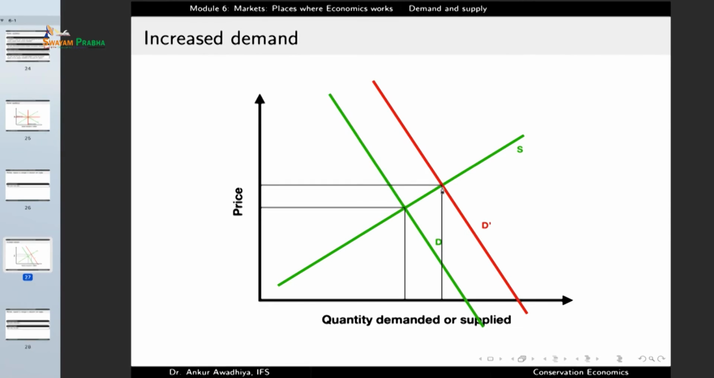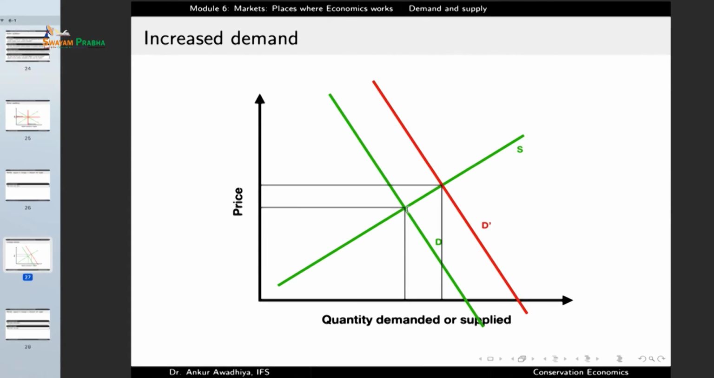So, what happens to the price and what happens to the quantity that is supplied? Earlier, the price was this one. So, this is the earlier equilibrium price. Now, because of a shift in the demand curve, the new equilibrium price is this much. So the price has gone up, which is expected because now more and more people are demanding the same good. So the more the demand, the higher the price. Also, earlier the quantity that was supplied was this much.